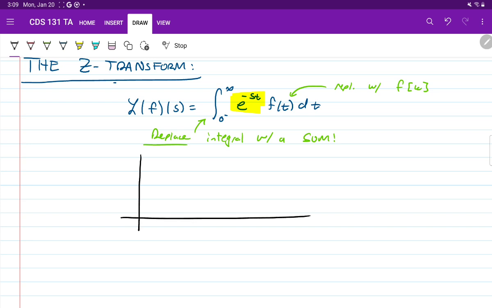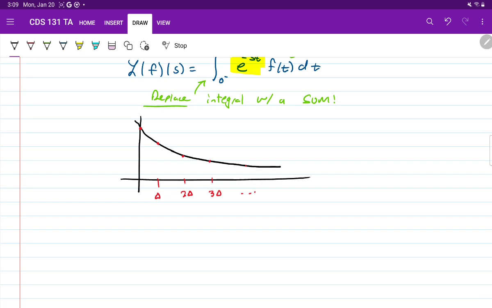Well, if I sketch out what an exponential decay looks like, and I sample this at a fixed time step delta, right? Sample, sample, sample. So I'll have delta, this will be 2 delta, 3 delta, and so on. Well, what are the values at those different instants, right? So let's say this represents e to the minus st. Now, obviously, I'm plotting a complex function as if it were a real function, but just bear with me for a sec, okay?